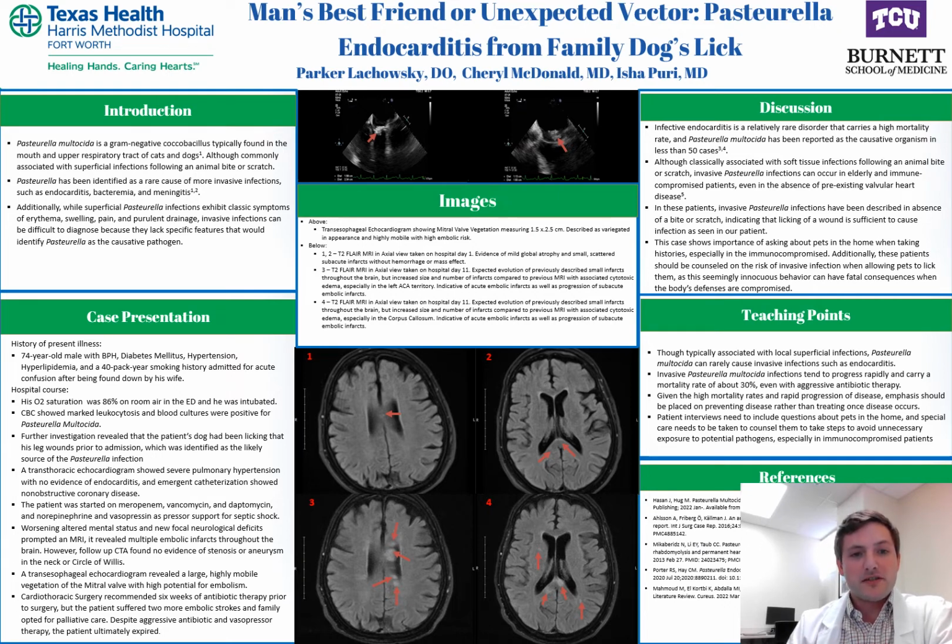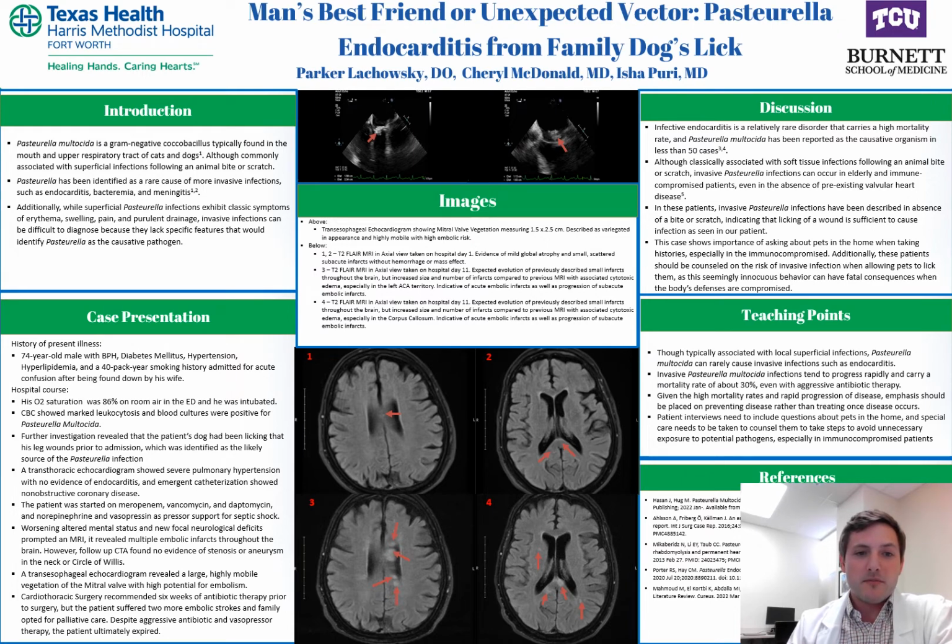Further investigation into the source of the infection revealed that the patient's dog had been licking his leg wounds prior to admission, and this was identified as the likely source. An echocardiogram showed severe pulmonary hypertension with no evidence of endocarditis. So emergent catheterization was performed, and it showed non-obstructive coronary disease.